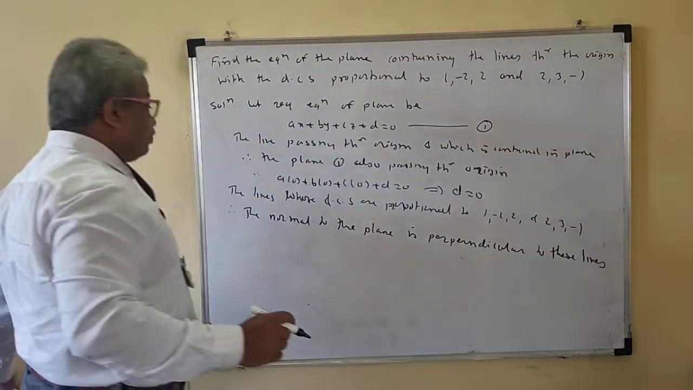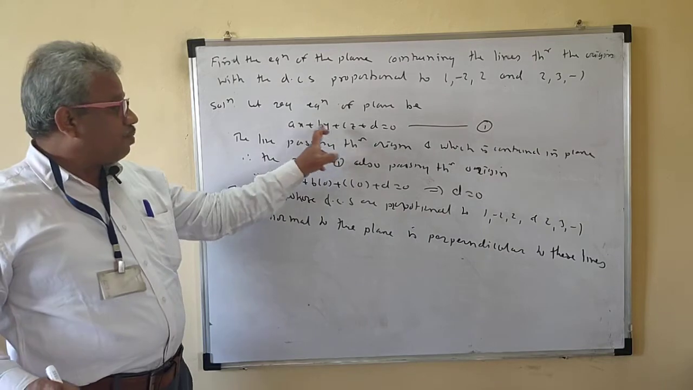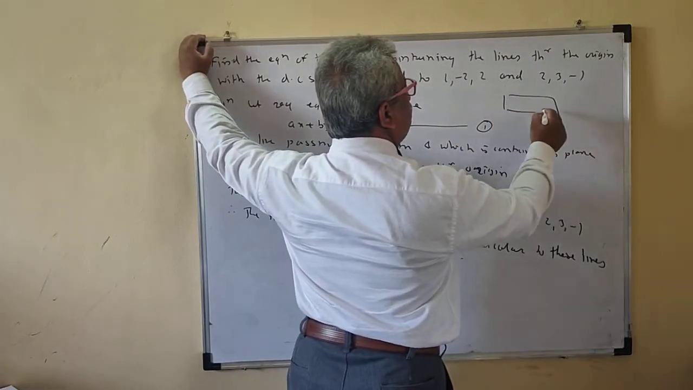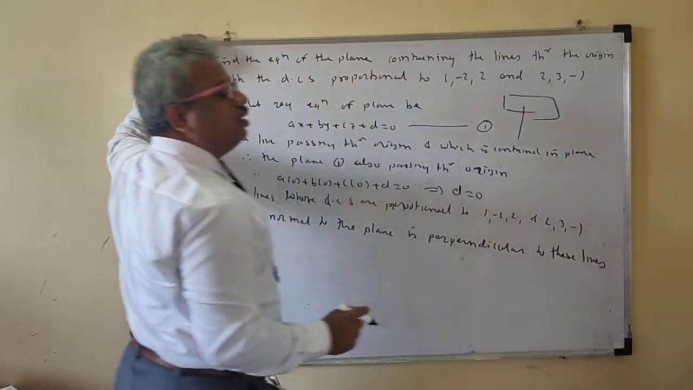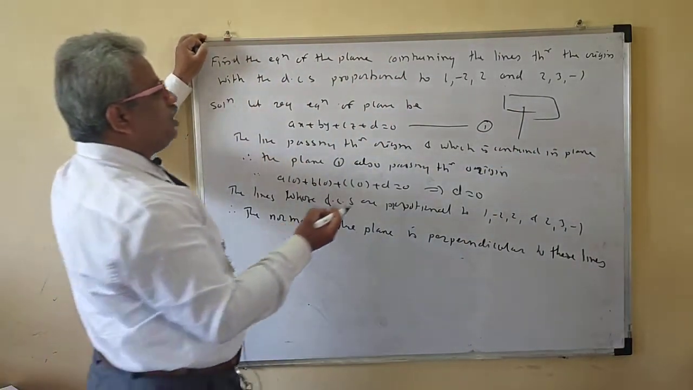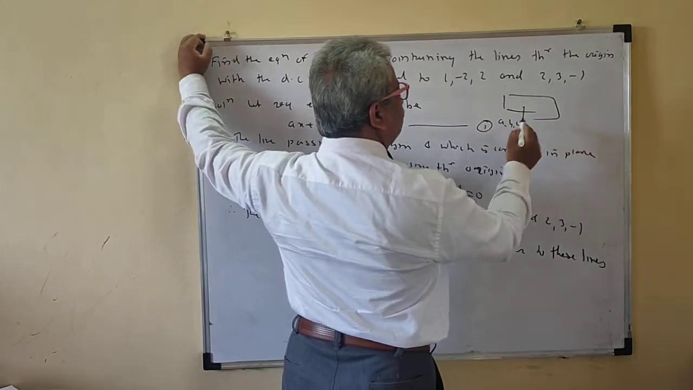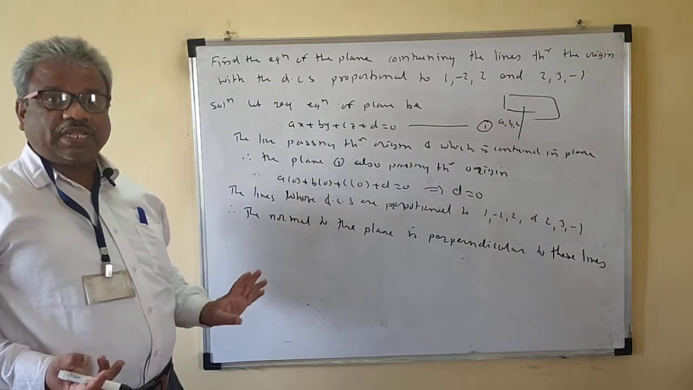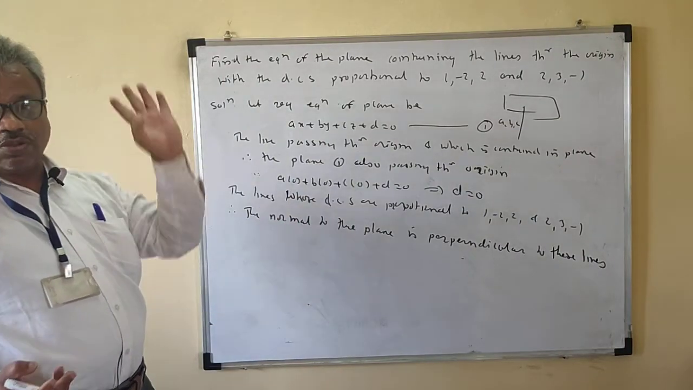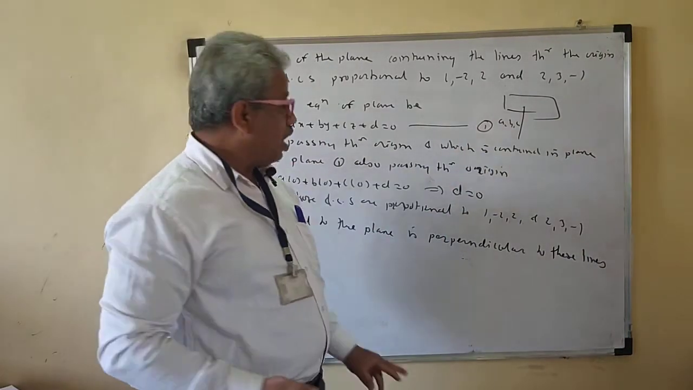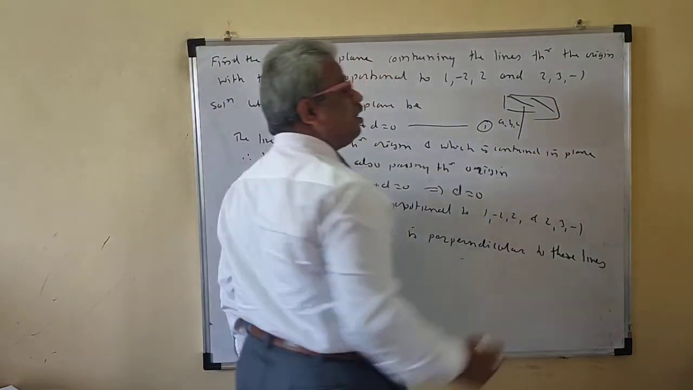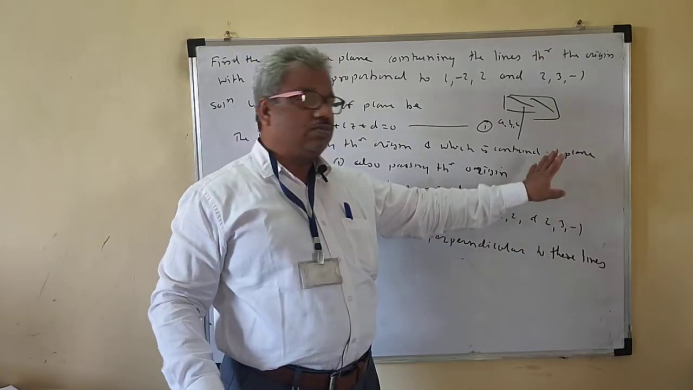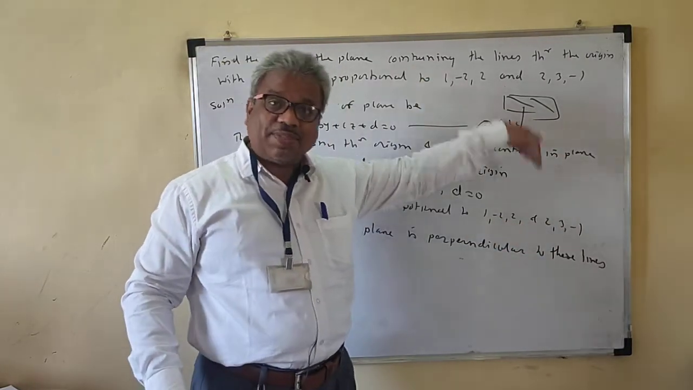Then see, whatever the coefficients of x, y, z are, so this is your plane suppose, and whatever is normal to the plane, normal is perpendicular to the plane, so DCs of this line is A, B, C. So the coefficients of x, y, z represent the direction ratios of the normal to the plane. And these are the two lines in the plane, whose direction ratios are 1, minus 2 and so on. So these are the lines in the plane.